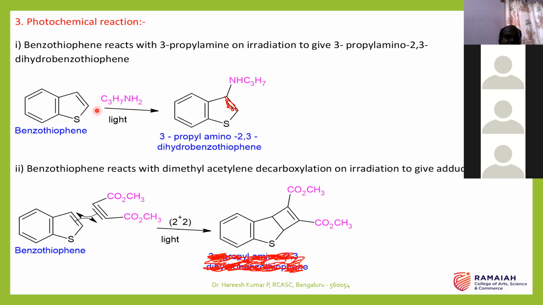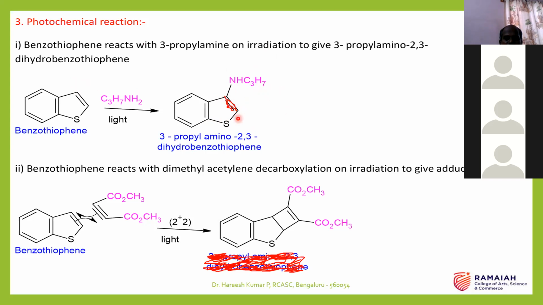Just cover it with aluminum foil and keep it on the terrace, so that the flask containing the reactants reacts with the sunlight. So what will happen? There will be a reaction. What is the reaction? It's an addition reaction. Hydrogen will add here and the propyl group will add here, forming a compound called 3-propylamino. This group is called 3-propylamino.